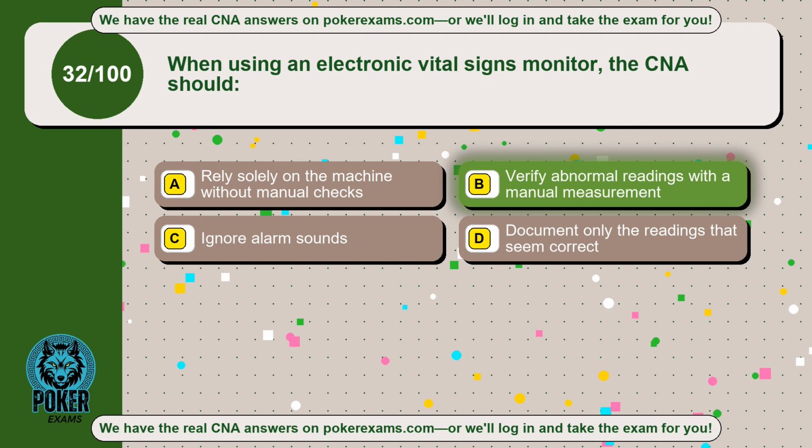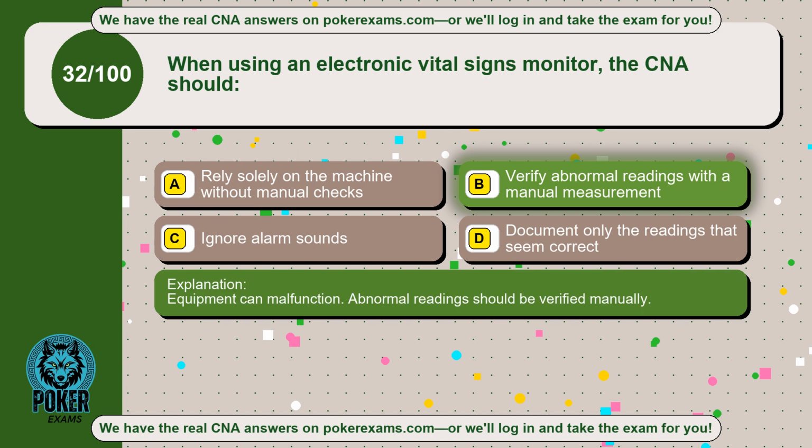The correct answer is option B. Verify abnormal readings with a manual measurement. Equipment can malfunction. Abnormal readings should be verified manually.